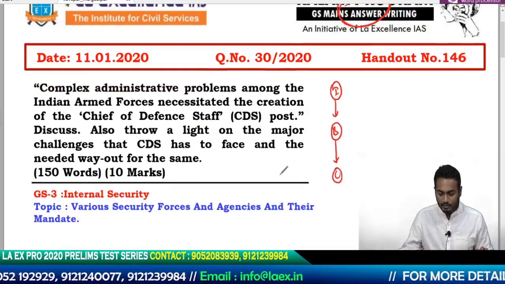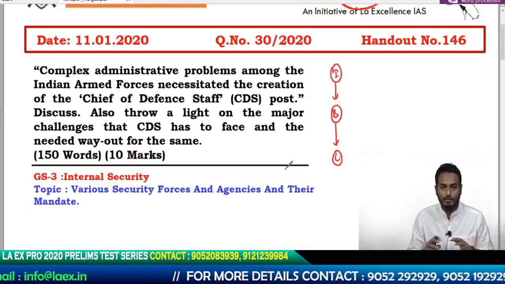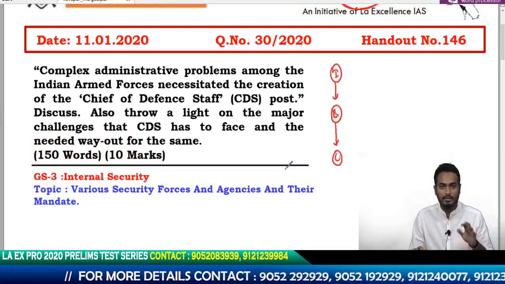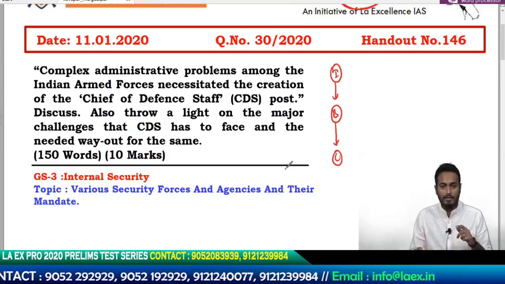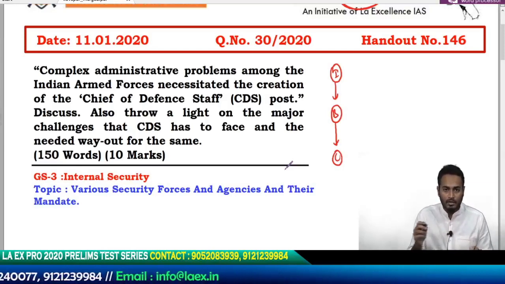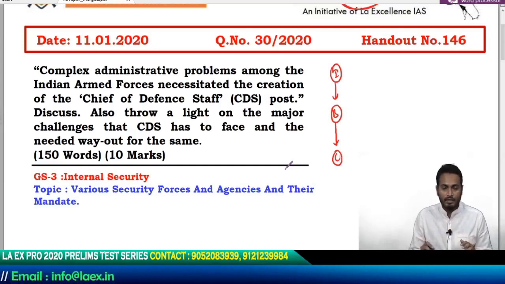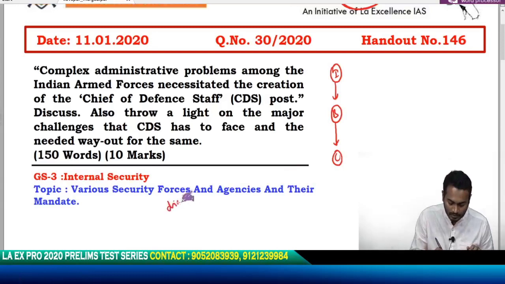Okay, so before I do that, what are the prerequisites when we handle an internal security question? Usually we try to put up a diagram, and using that diagram, in case it is a question on maritime security, we draw the maritime border. In case it is a question with Pakistan or China and so on, we can draw the borders and show the different aspects of the same thing. So diagram is one important thing that you have to keep in mind when you talk about security.